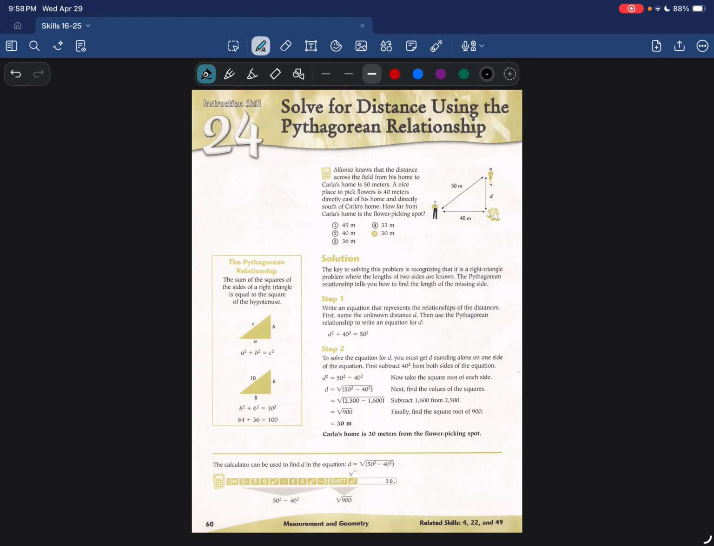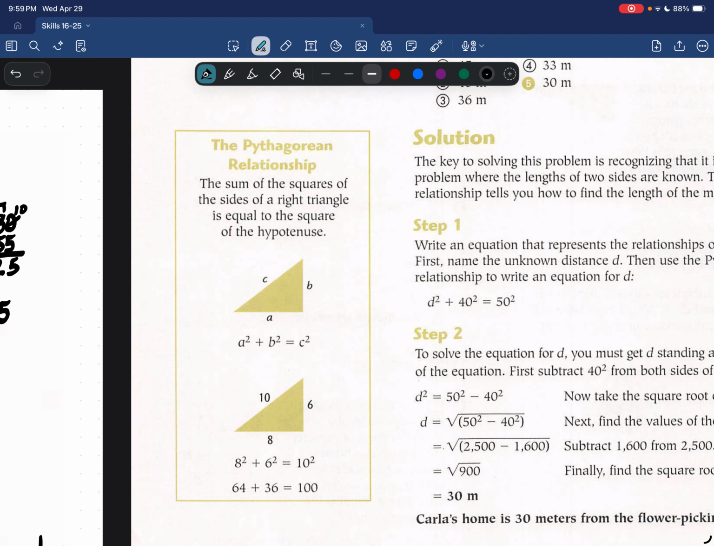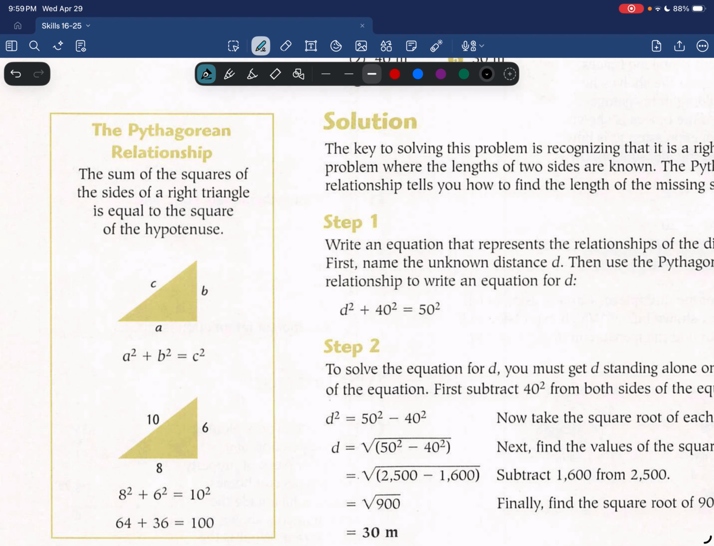Instruction skill 24 is about solving for distance using the Pythagorean relationship. The Pythagorean relationship states that the sum of the squares of the sides of a right triangle is equal to the square of the hypotenuse. And you might be thinking, that sounds like Greek. It is Greek. Pythagoras lived in about, I believe, 550 maybe BC. He lived in ancient Greece, and he developed this formula that works for right triangles.